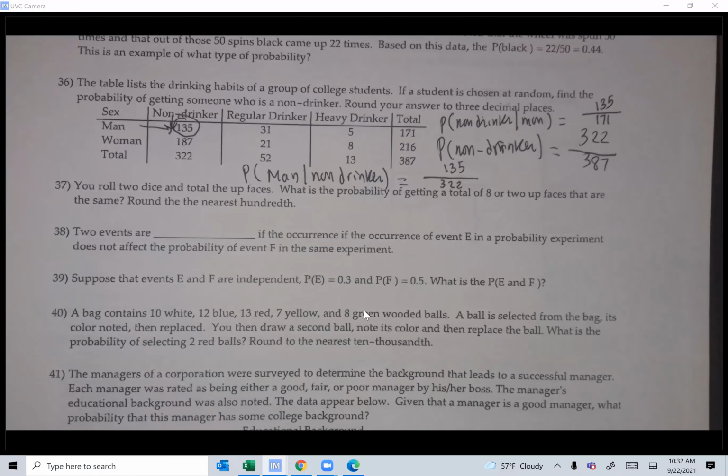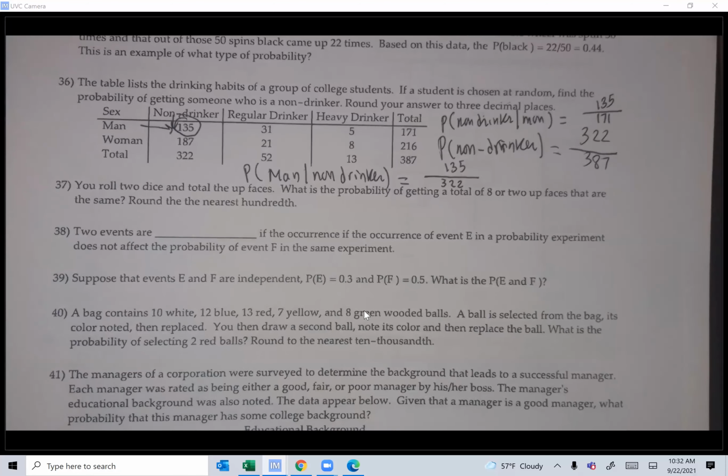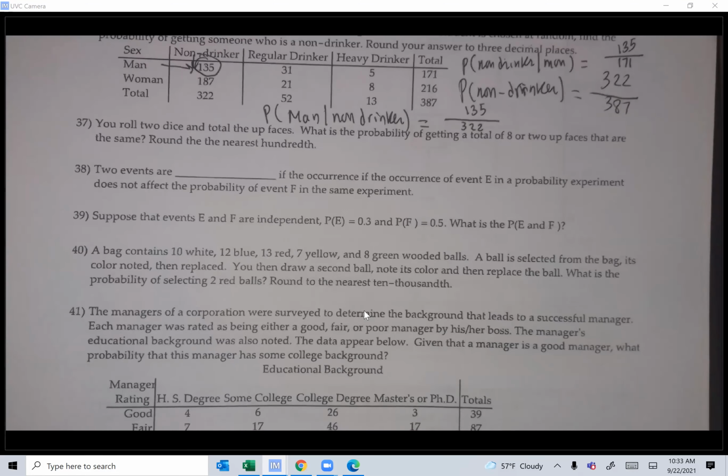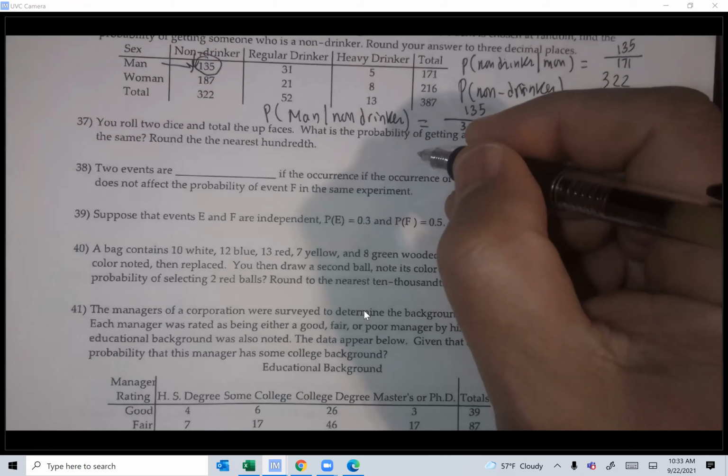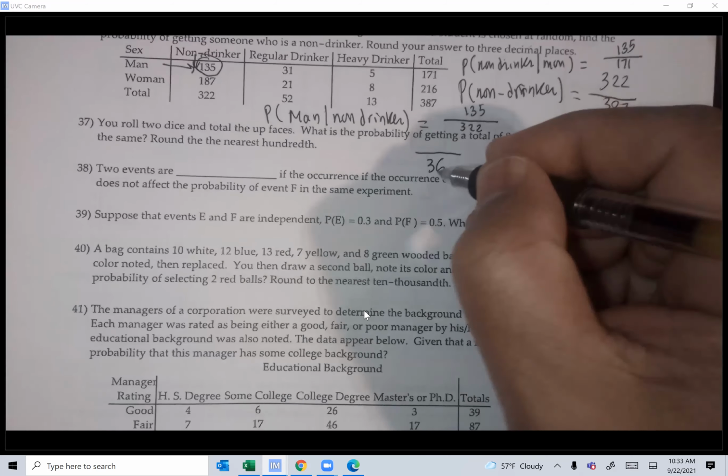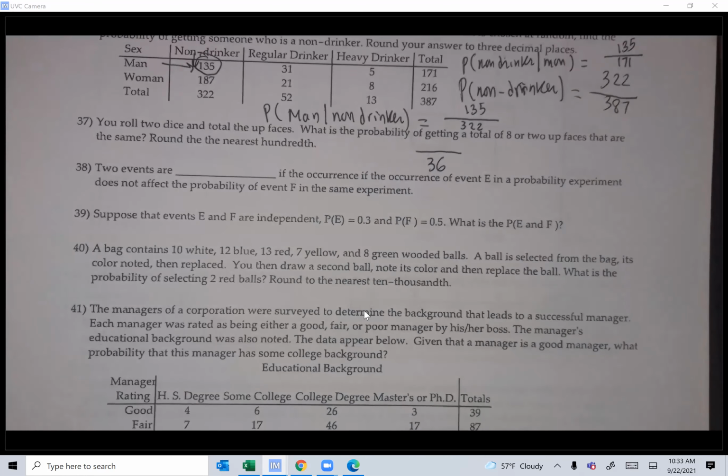Okay. We will come to the OR in a little bit. We'll do a question on the additive rule. 37. You roll 2 dice and total the up faces. What's the probability of getting a total of 8 or 2 up faces that are the same? Okay, we know, guys, for 2 dice, without even thinking, your denominator should be 36 always. Now we want to see how many outcomes would work in our favor.